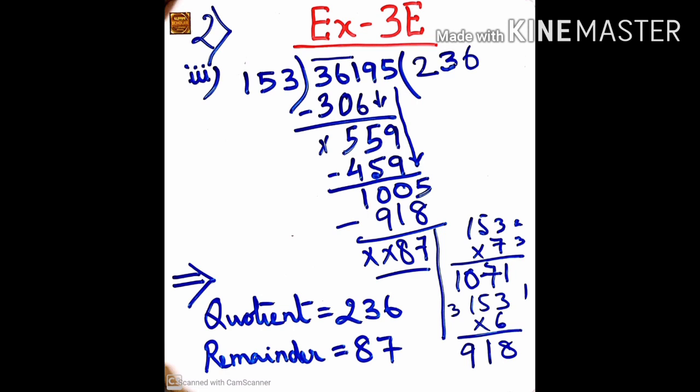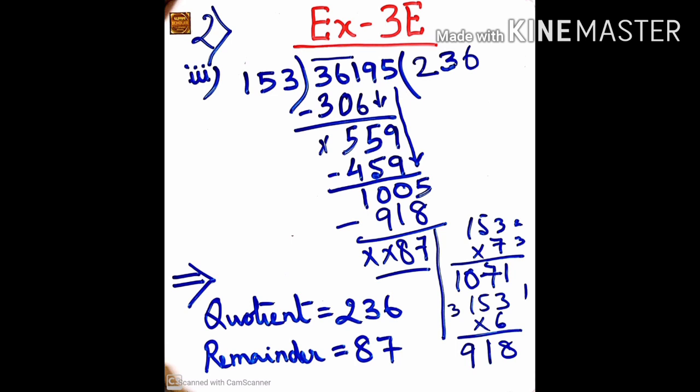Now in question number 2, we have to divide. We have to find the quotient and the remainder. Then we have to check the answer. Okay. So 36,195 divided by 153. See how we have done it. 153 2s are 306. 55 is the remainder.